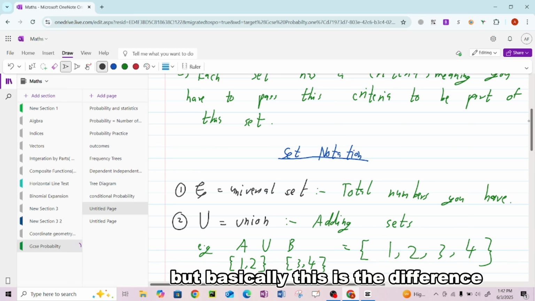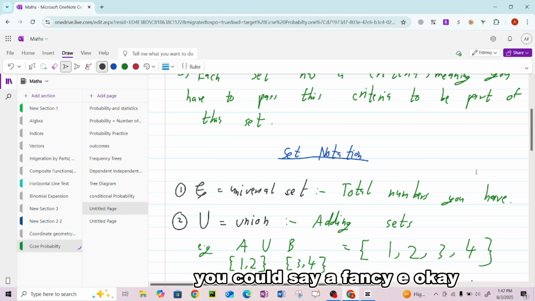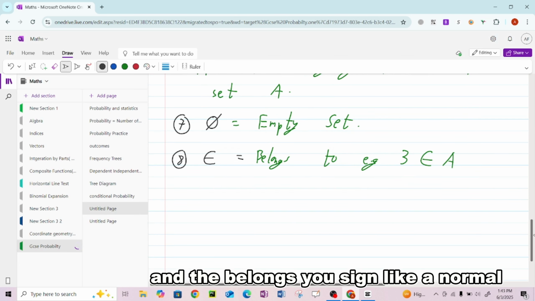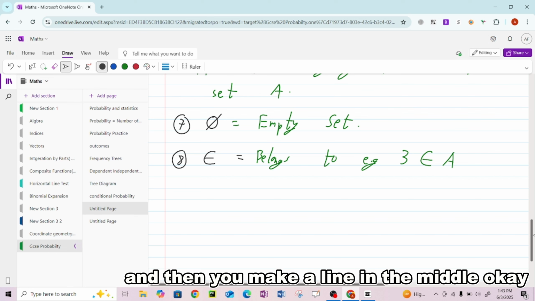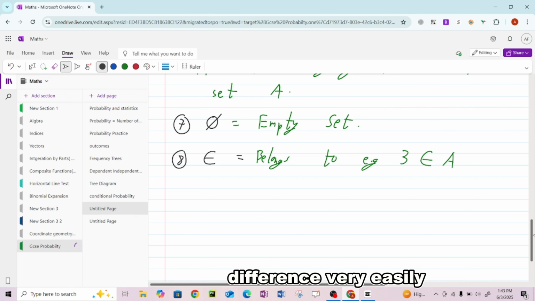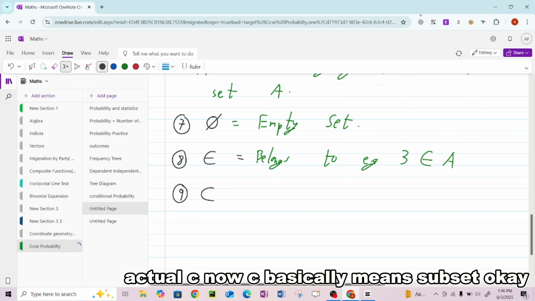But basically, this is the difference. You're going to have the universal set symbol something like this, a fancy E. And the belongs to sign is like a C with a line in the middle. But you're going to be able to identify the difference very easily.